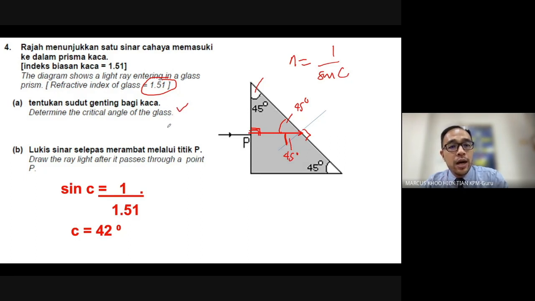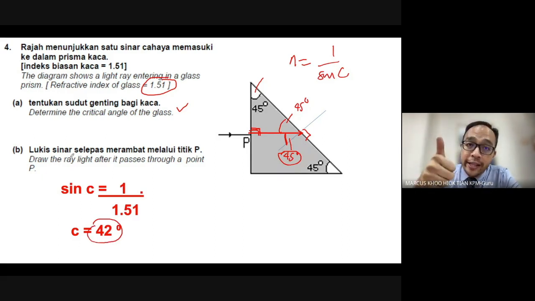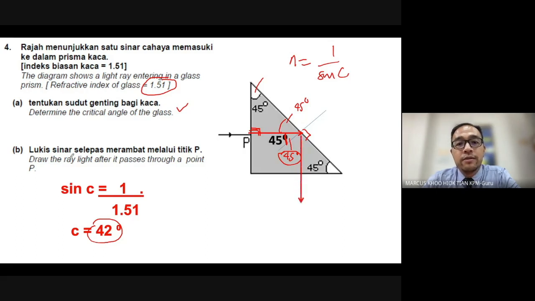So our incident angle is 45, but our critical angle is 42. So where is the light going to go? Is it going to be refracted, boundary refraction, or reflect? Of course, the answer will be reflection. It will totally internally reflect.